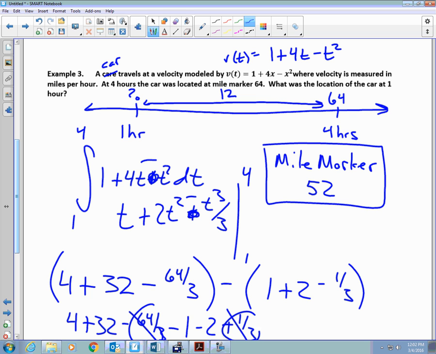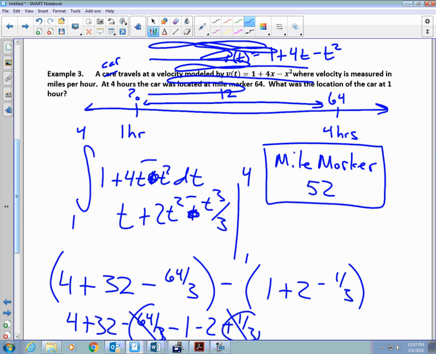Do I know that it only traveled 12 miles? Its total distance traveled. It could have gone like this, couldn't it? Gone like that. The fact is that could have gone back and forth a lot, picking up a bunch of people. Could have been a taxi. But the fact is, we know that it's total displacement there. It started at mile marker 52. Fair enough?